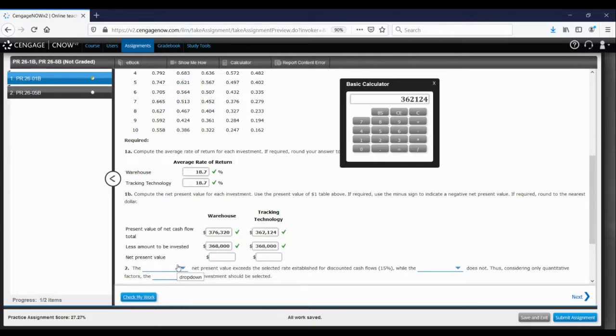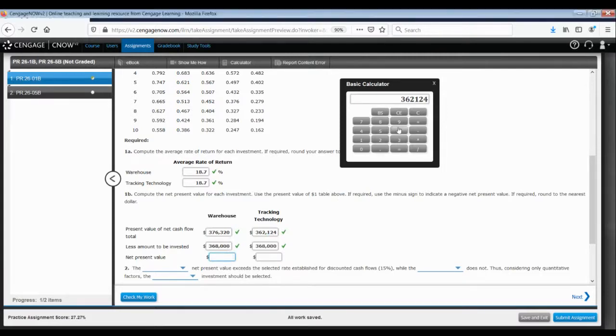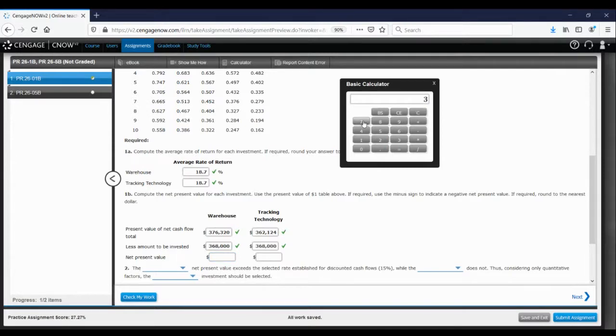Now, determine net present value. And to do that, we're going to subtract our initial cost from the total present value, and the difference will be the net present value amount. So 376,320 is the total present value of the warehouse. We're going to subtract the cost, which was 368,000, and that will give you 8,320.